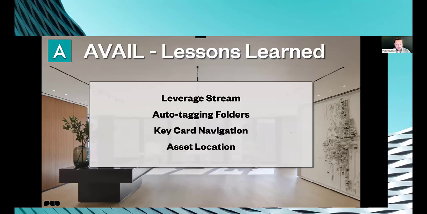Definitely the stream, auto tag and folder structures, it's very helpful. Card navigation really helps you streamline, get your user into the area you want them to be focusing on. And then asset location is how do you bundle or take something with you so you have longevity of that asset with that project, once the library itself could evolve over time. And that is a really quick rundown of how we're using AVAIL for non-Revit related content at SCB.